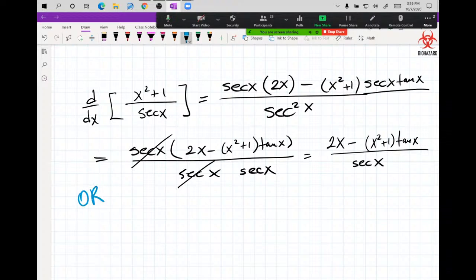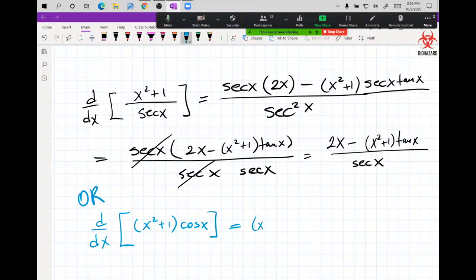Or, ready? Or d dx is equal to x squared plus 1 times cosine x. And now you can do product rule instead of quotient. And you have to come up with the same answer.